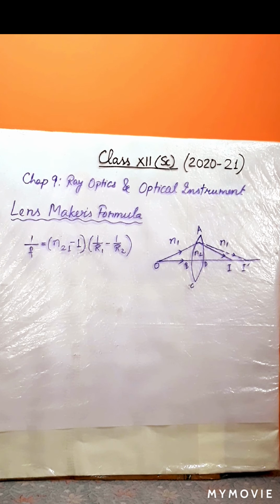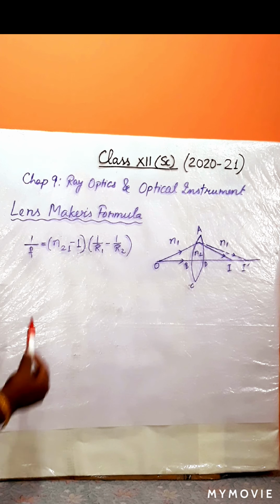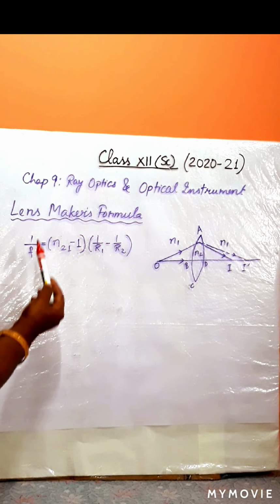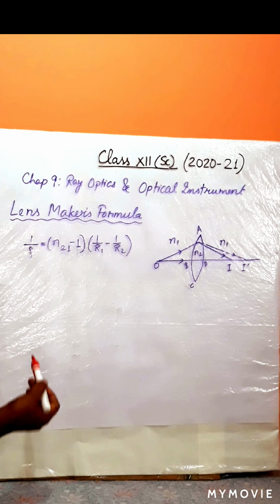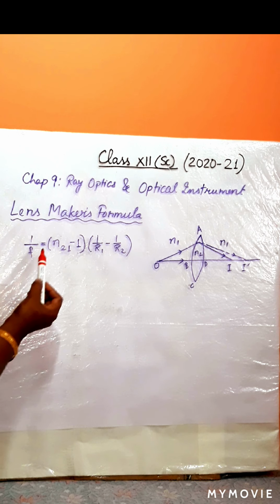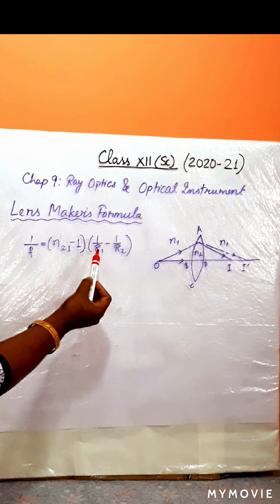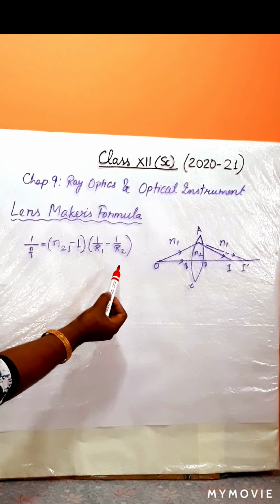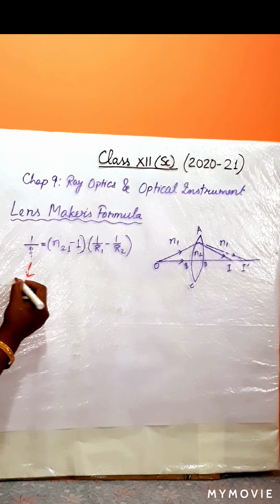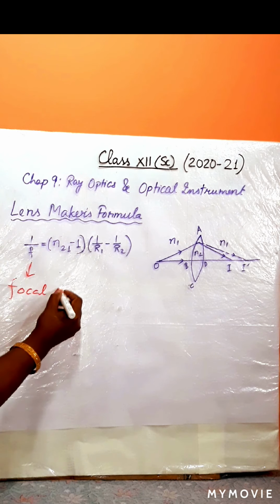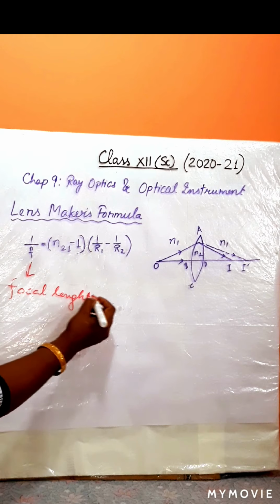Now we'll start with a very important formula, which is known as the Lens-Maker's formula from Chapter 9, Ray Optics and Optical Instruments. Now what is the Lens-Maker's formula? It is given by 1 by F equal to (n21 minus 1) into (1 by R1 minus 1 by R2). So here F means the focal length of the lens.